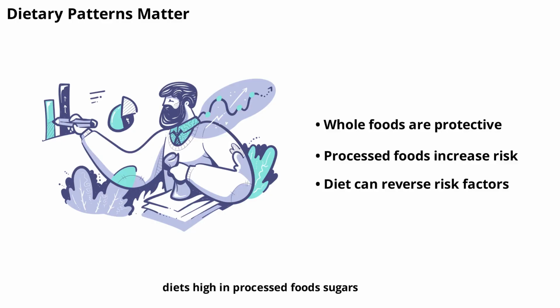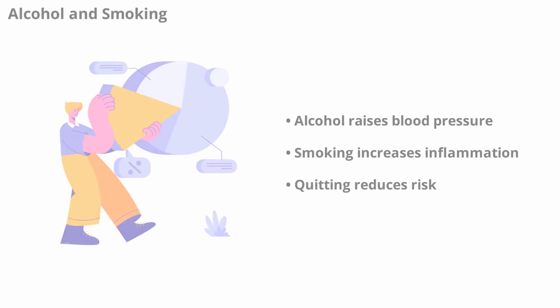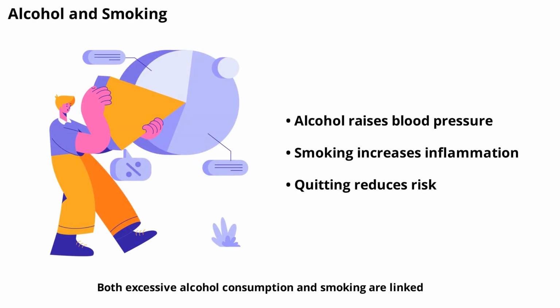Conversely, diets high in processed foods, sugars, and saturated fats accelerate the syndrome's progression. Both excessive alcohol consumption and smoking are linked to the development and worsening of metabolic syndrome. Alcohol can increase blood pressure and triglycerides, while smoking worsens inflammation and blood vessel damage. Reducing or eliminating these habits is crucial for prevention.